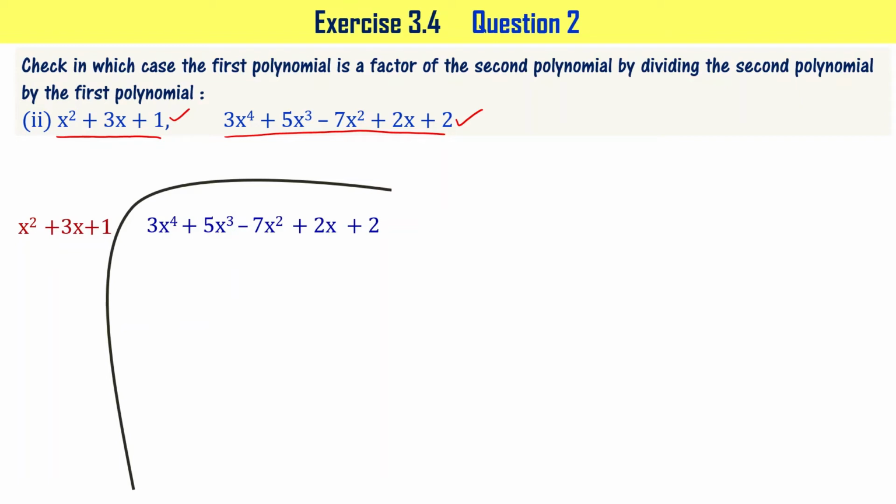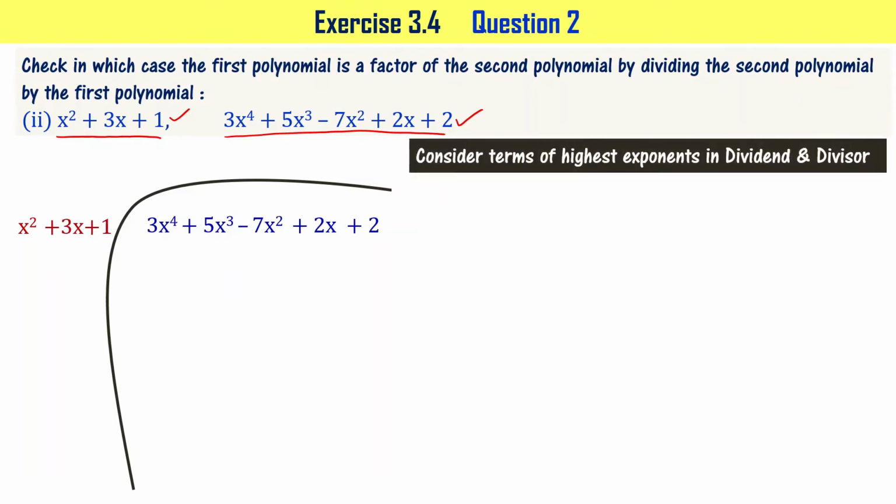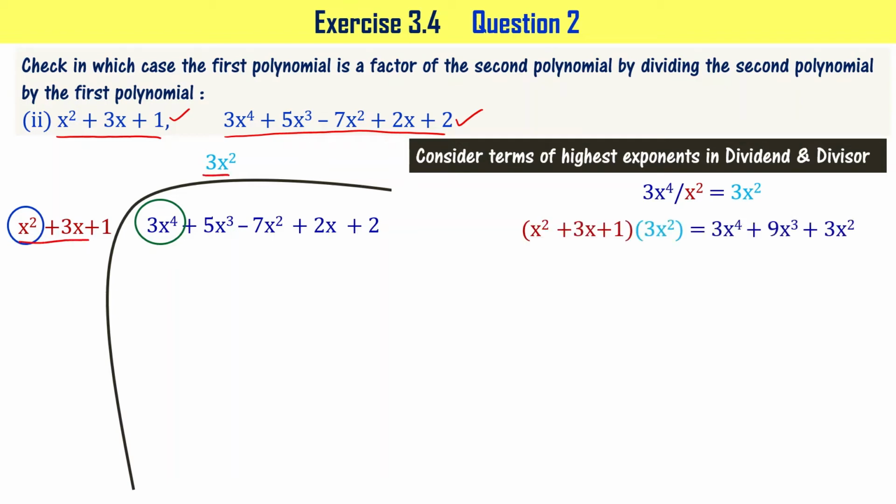The first step in the division process is we have to find the terms containing highest exponents. In this particular case, it is 3x power 4 and x square. Let me divide 3x power 4 with x square so that you have 3x square as the answer. That has to be written at the top as shown here. Now let me multiply the divisor with 3x square. When I do that, I get answer as 3x power 4 plus 9x cube plus 3x square.